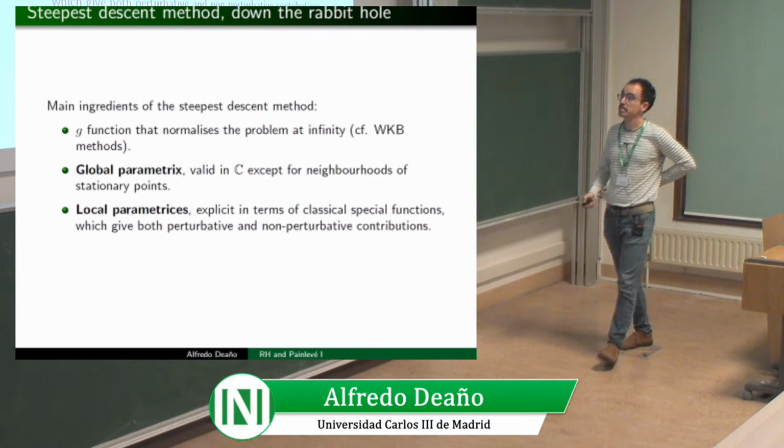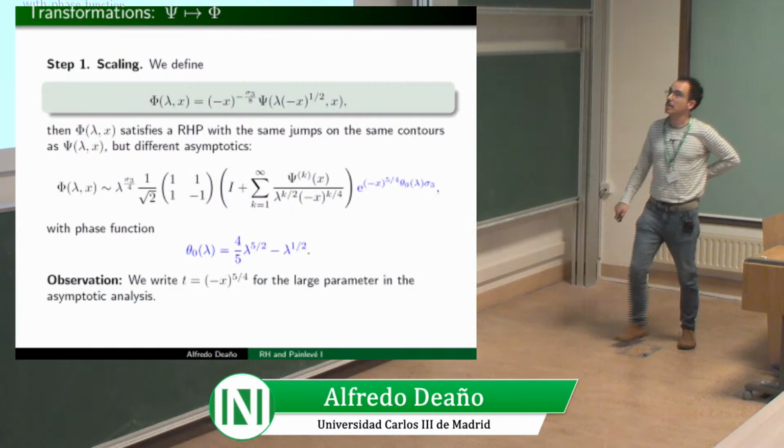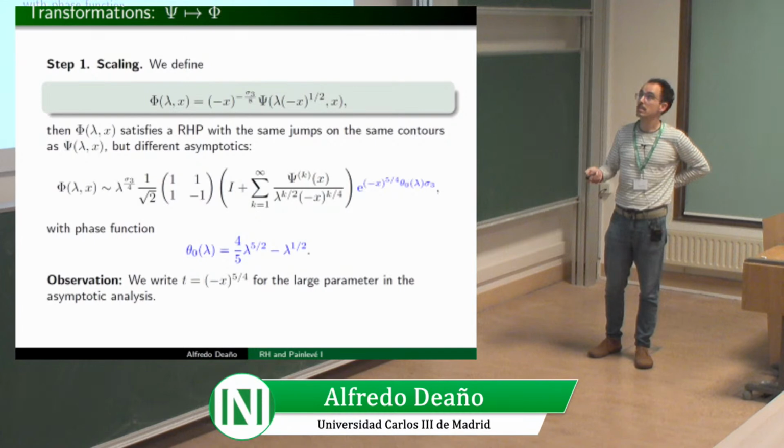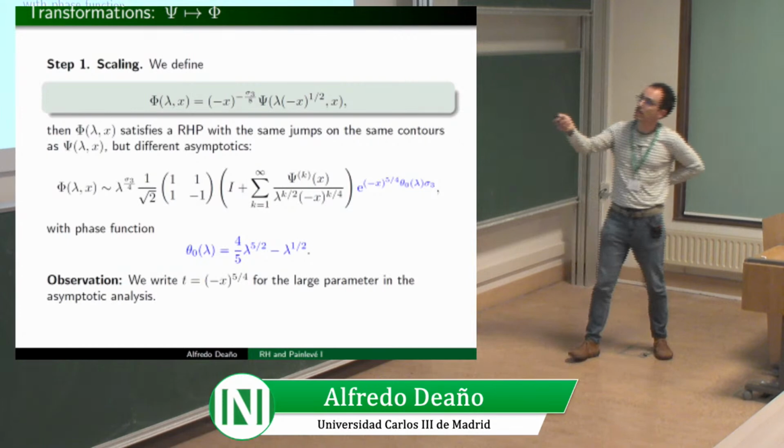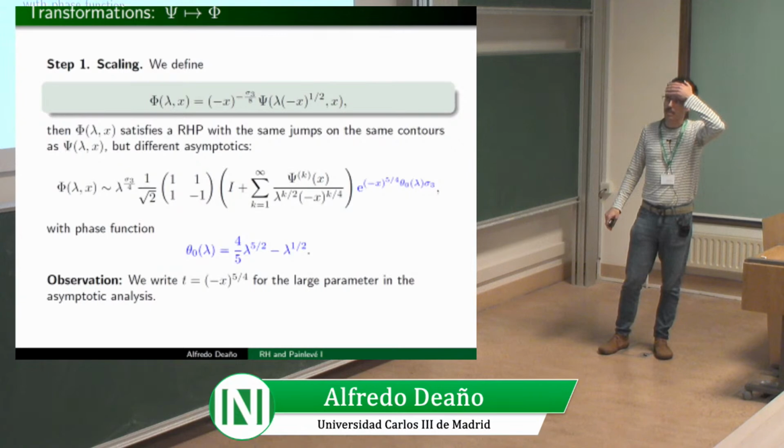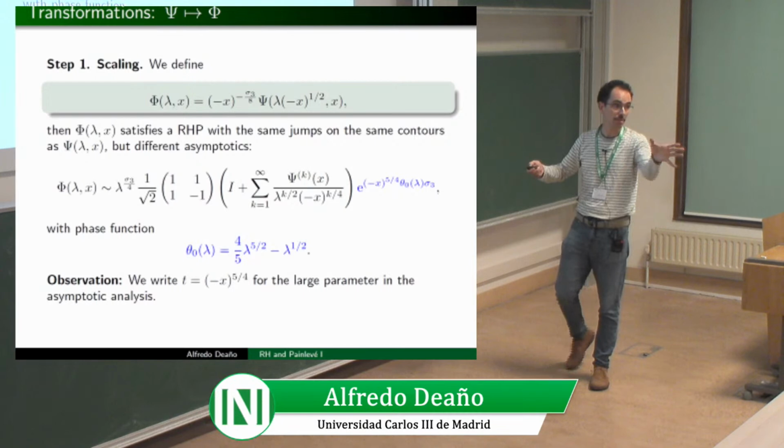Okay, so the first step, actually, this is not needed, but okay, I put it here. First thing that I do is scaling. You can ignore this step if you don't like it, but okay, let's take it. So basically, you scale the variable. It's like if you're doing a steepest descent of an integral, then you scale things to put the large parameter in front of the exponential factor, multiplying everything. That's one typical thing to do. And that's what you do here.